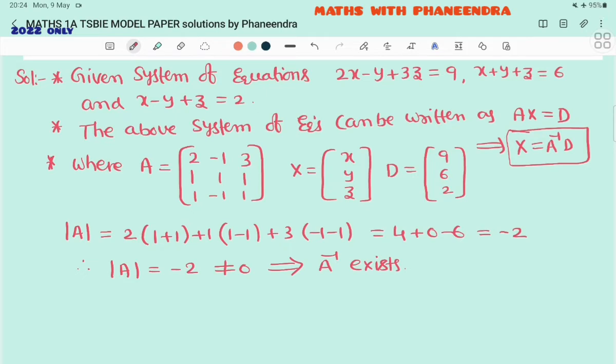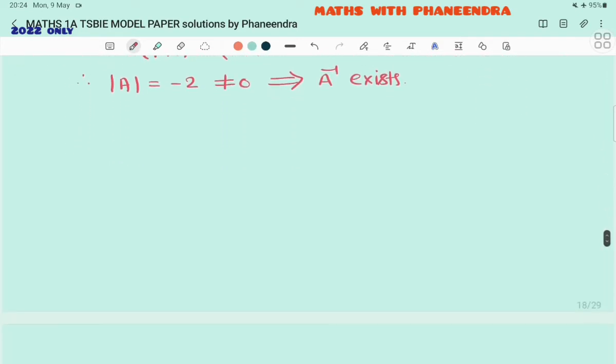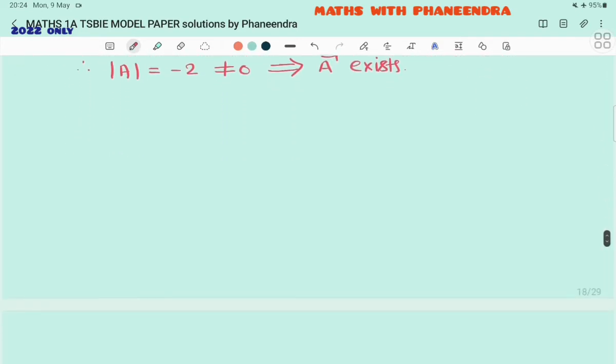After that, the inverse of the matrix you can calculate. Inverse of a matrix means for every element, cofactors we need to calculate. So the A inverse formula is 1 by det A into adjoint A. Before calculating adjoint of A, cofactors of A we can calculate.